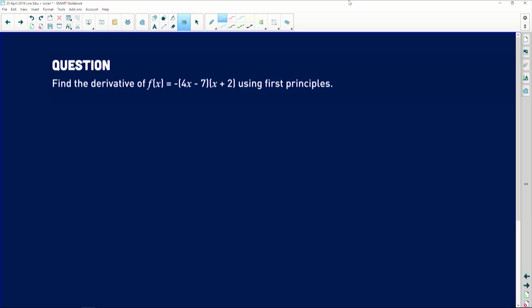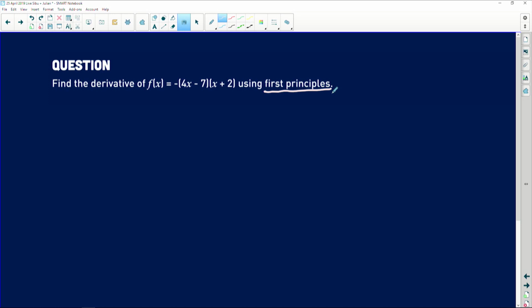Now, the question that Simone sent to us is asking us to find the derivative from first principle. Let's go and check out what the question really looks like. It says, find the derivative of f of x equals minus 4x minus 7 into x plus 2 using first principles. So the key word here is the word first principle. If we just asked you to find the derivative, you could have used any other technique that works for finding derivatives. But we have to find the derivative using first principles.